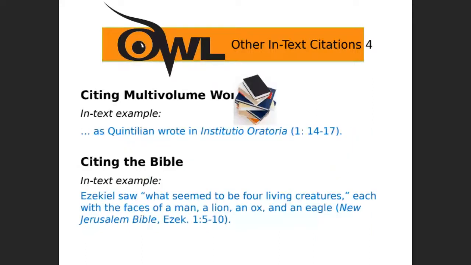So for multi-volume works, again, you just want to specify things. And to do that, you would specify the volume or the verse, like we have down here with Ezekiel 1, 5 through 10, verse 1, 5 through 10. So you want to specify what that is with your in-text citation.